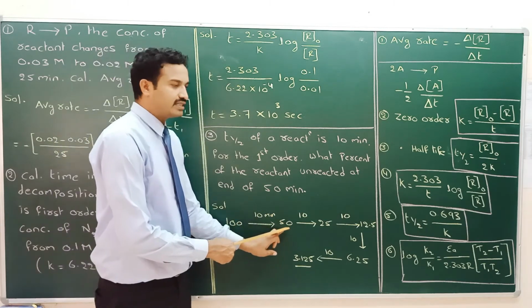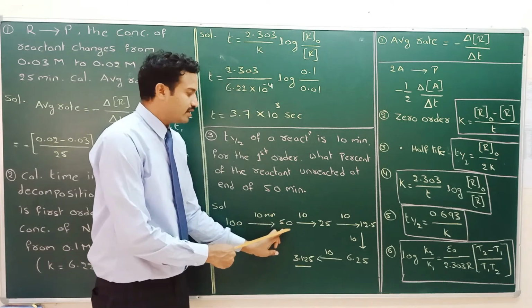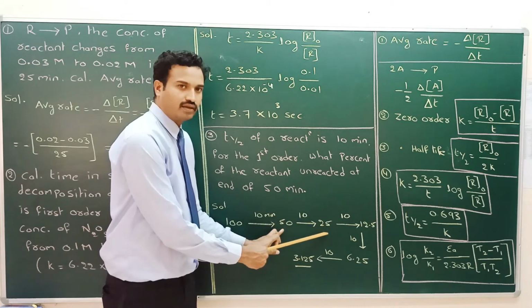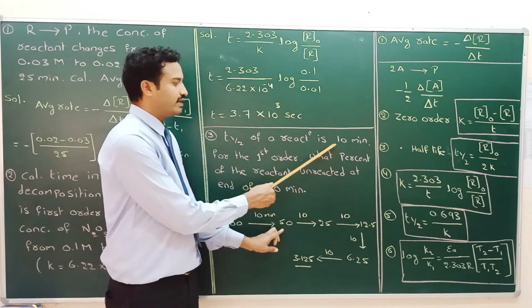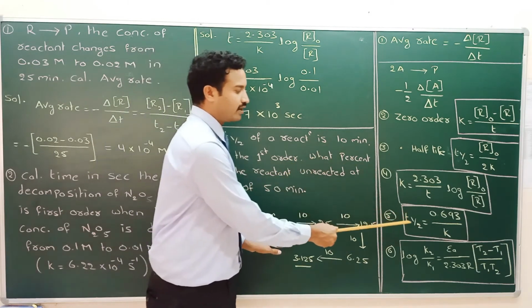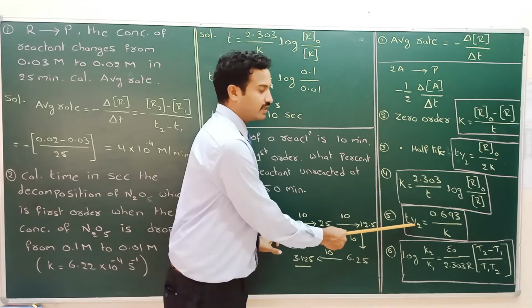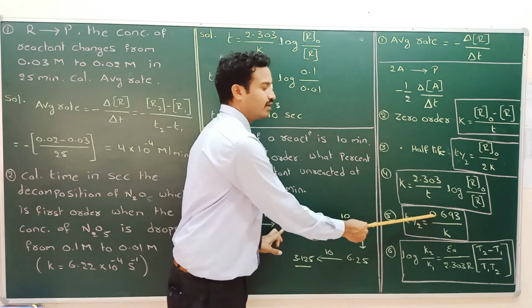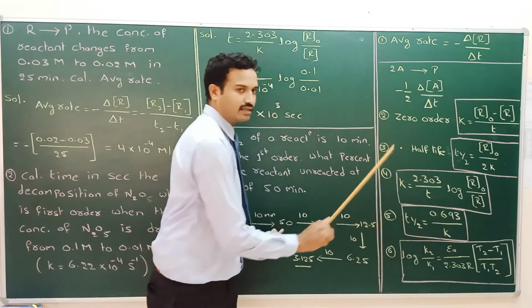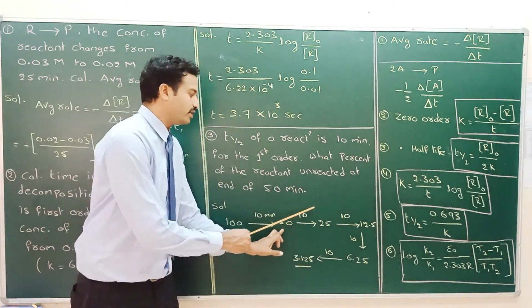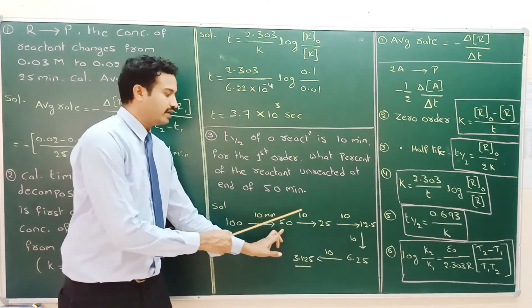Now this is the initial concentration, and it becomes half again. Again, this value is constant. The t-half value is constant. Why? According to the formula, t-half for a first order reaction is constant. 0.693 is constant, k is also constant. So here also t-half is constant. Here 10 minutes, here also 10 minutes.